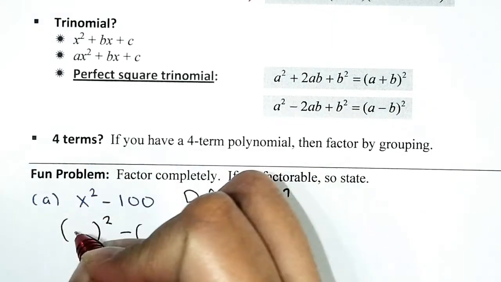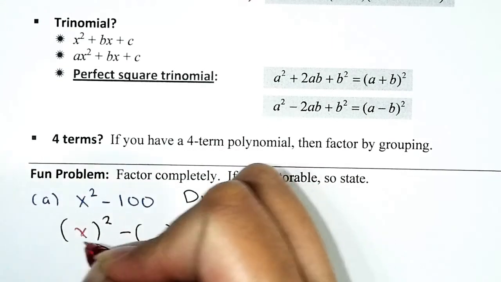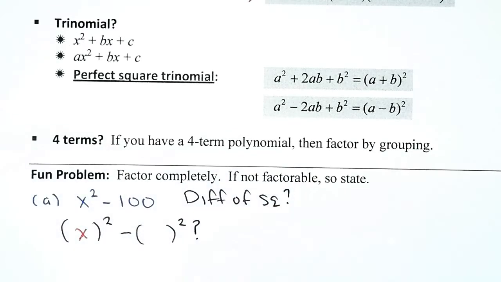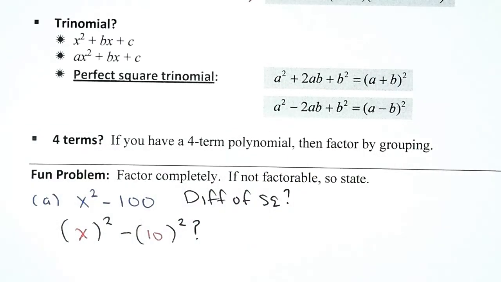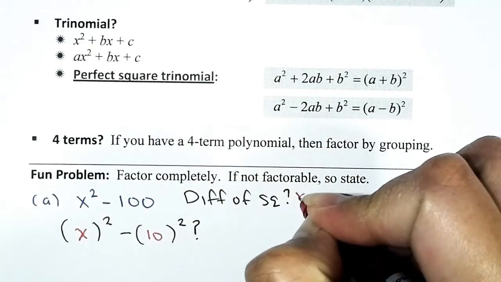X squared is a perfect square because it's the square of x. 100 is a perfect square because it's the square of 10. So to answer my question, am I subtracting two square terms? And the answer is yes.